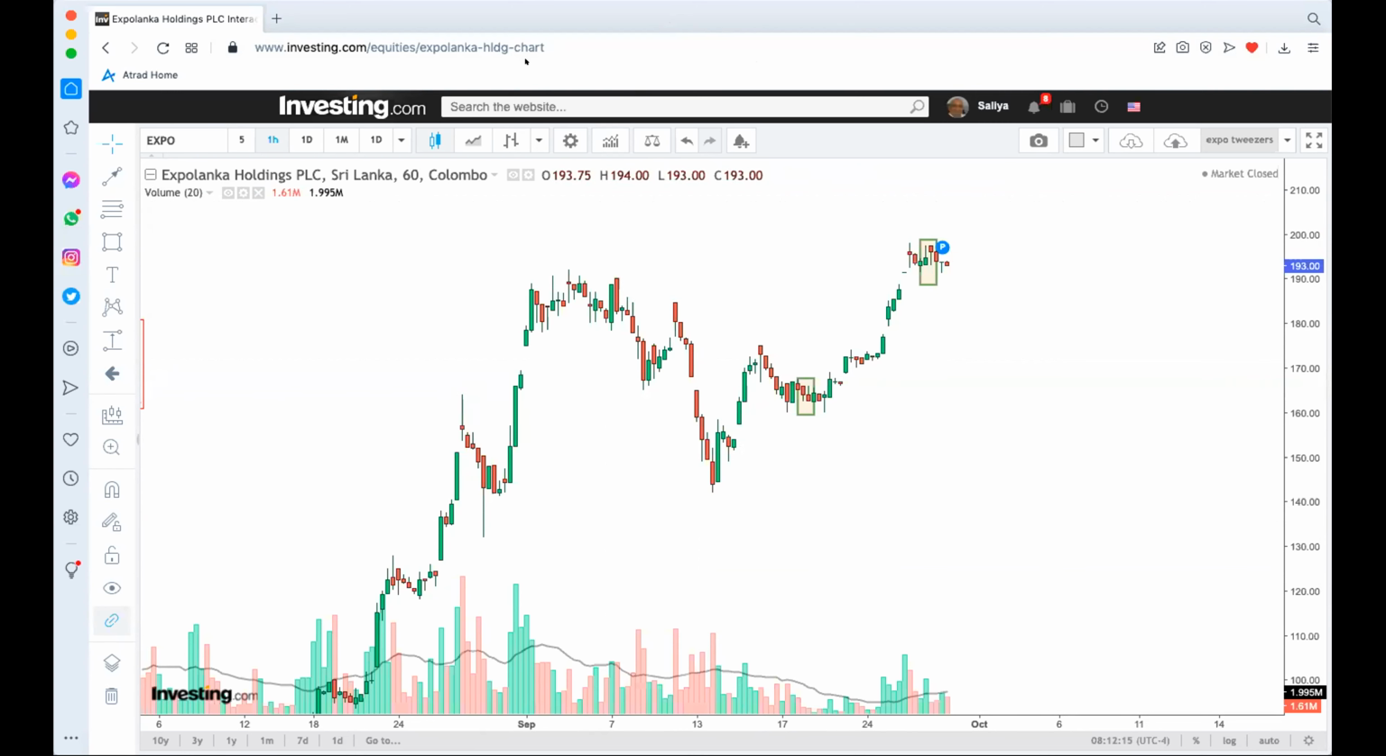Right, how do you interpret tweezer? Tweezer, as I mentioned, happens when the two candles have a similar price range. When you see these candles having similar price ranges, they are called tweezers.